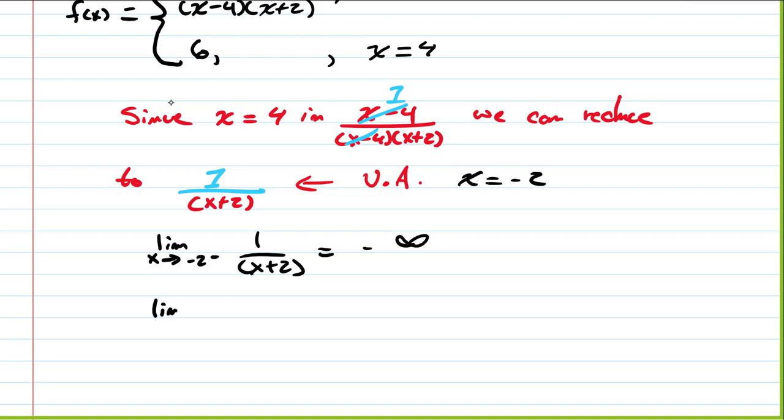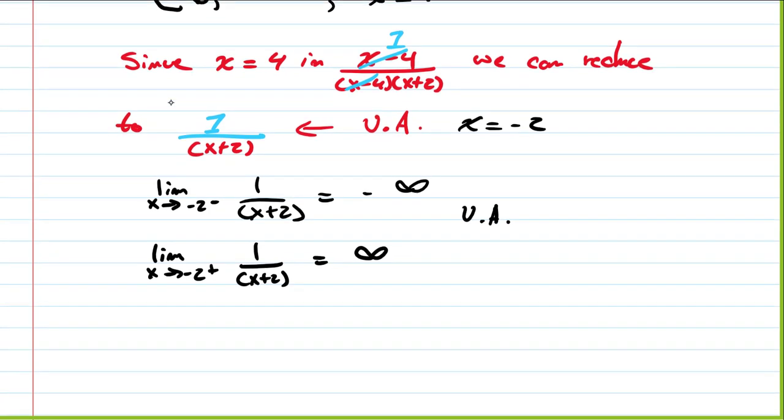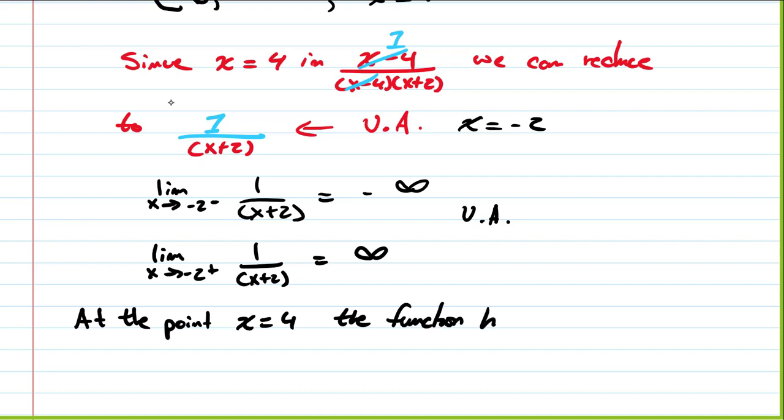And if we take the limit as x approaches -2 from the right, we're going to get a positive in the denominator. So a positive divided by a positive is a positive. So this is our vertical asymptote. At the point x equals 4, the function has a hole.